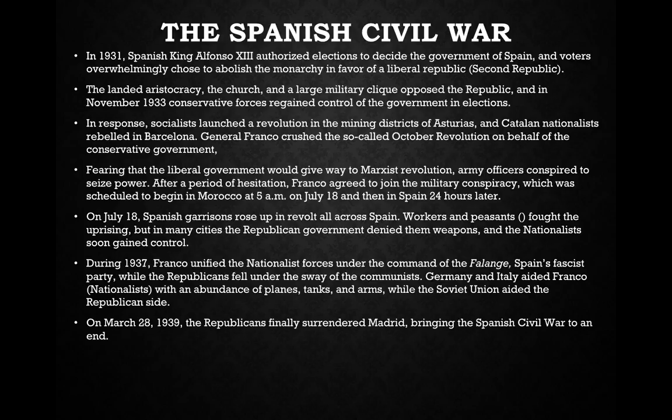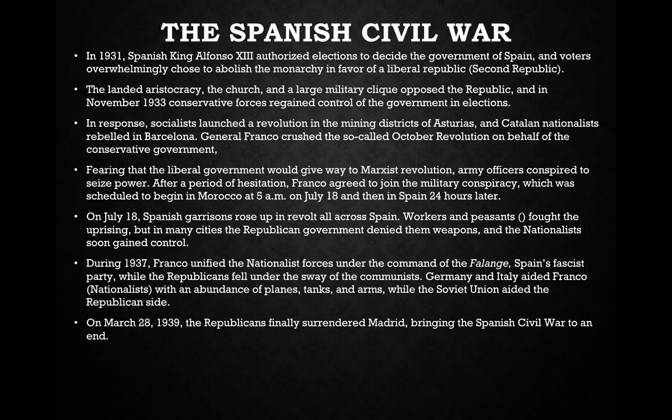The landed aristocracy, the church, and the large military clique opposed the Republic, and in November of 1933, conservative forces regained control of the government and elections. In response, socialists launched a revolution in the mining districts of Asturias, and Catalan nationalists rebelled in Barcelona. General Franco crushed the so-called October Revolution on behalf of the conservative government, and in 1935, he was appointed Army Chief of Staff.